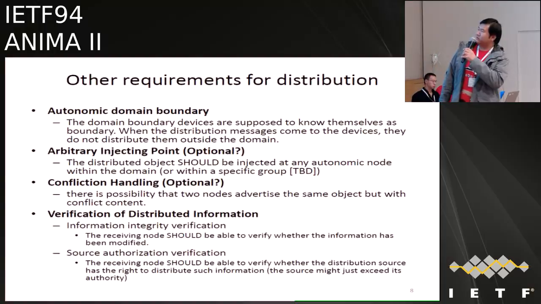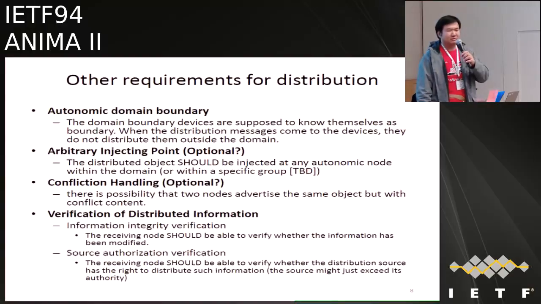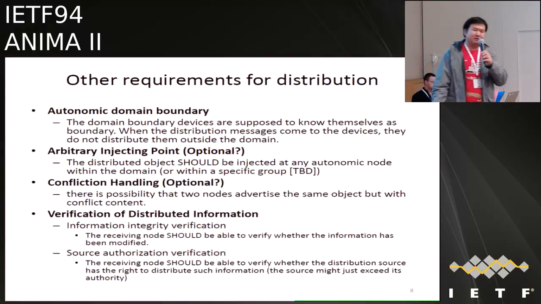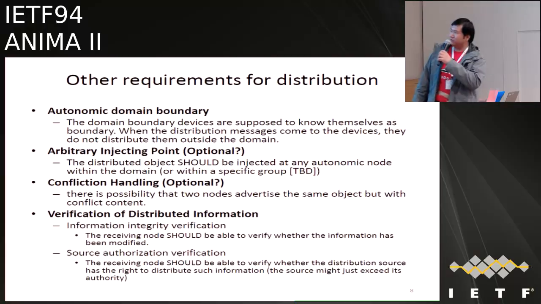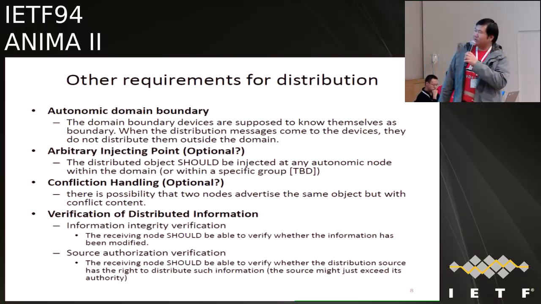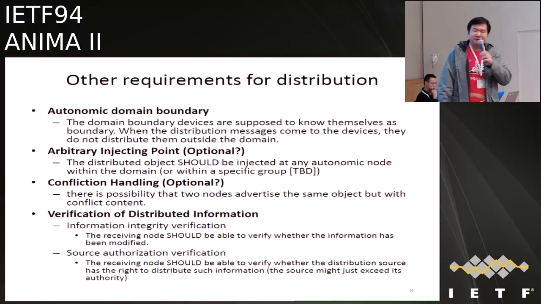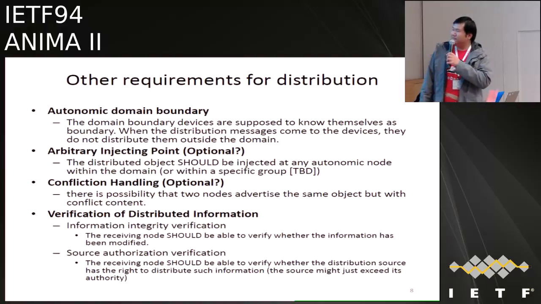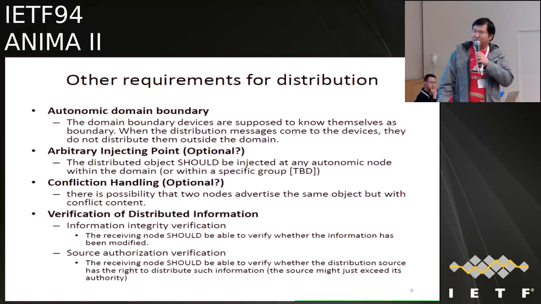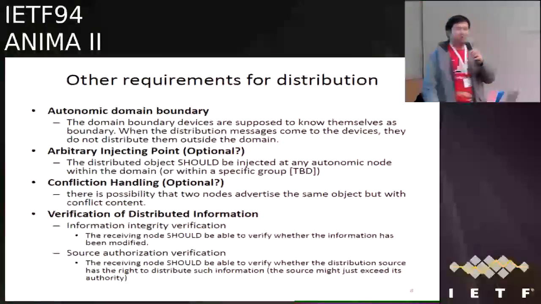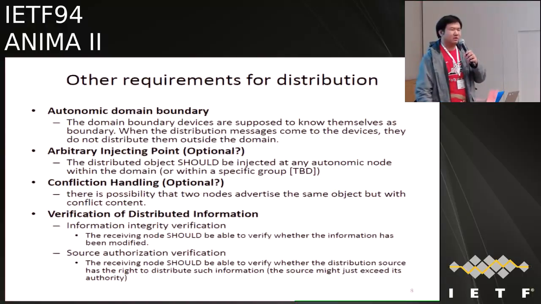And conflict handling: there's the possibility that two nodes advertise the same distributed information, so how to handle the conflict. And the last one is the verification of the information. There are two aspects. One is the integrity verification to check whether the information has been modified. And it also needs to authorize the source, whether it has the privilege to distribute such kind of information.